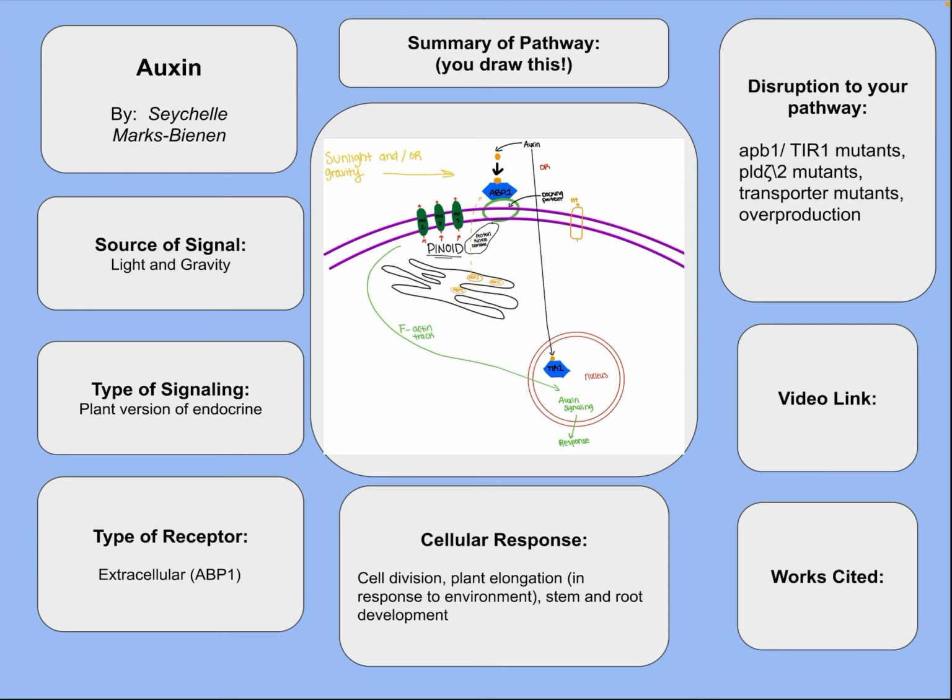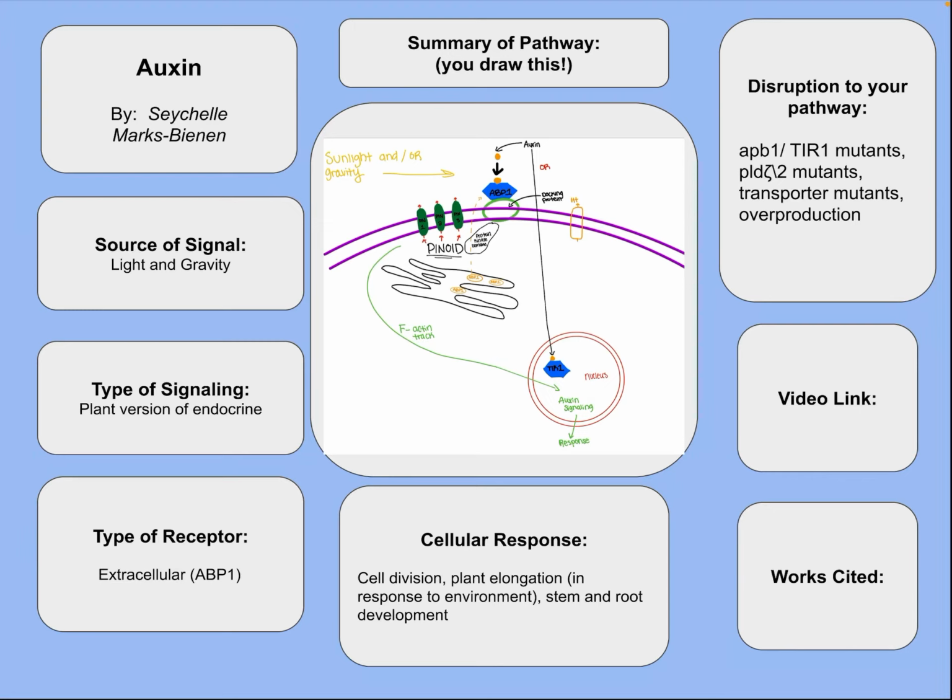Since auxin is a hormone that is transported from cell to cell and also through long distance pathways, it technically falls under the category of an endocrine cell signaling pathway. The only difference is that in normal endocrine pathways, the signal is transported through blood, but obviously plants do not have blood, so instead the signal is transported through the stem of the plant. So it's like the plant version of endocrine.